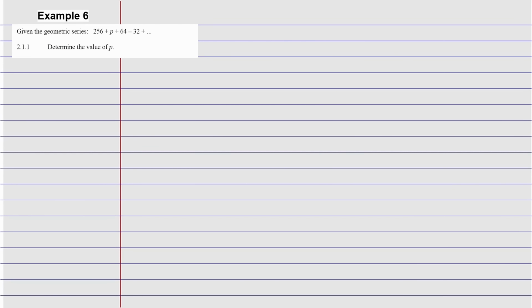So now let's do example 6. It says given that a geometric series is 256 plus P plus 64 minus 32, determine P. So I'm just going to rewrite it. It's going to be 256 plus P, then plus 64 and minus 32, then plus, and it continues, right?